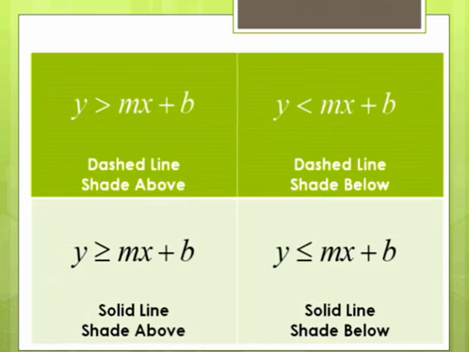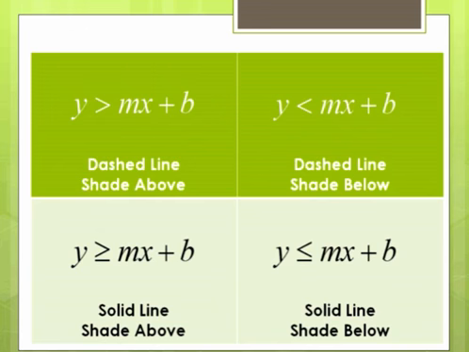So after we solve for y and get the line in slope-intercept form, if it is y is greater than mx plus b, that is going to be a dashed line and we'll shade above. If the line is y is less than mx plus b, then the line will be dashed and we'll shade below the line. If the line is y is greater than or equal to mx plus b, then the line will be solid and we'll shade above.